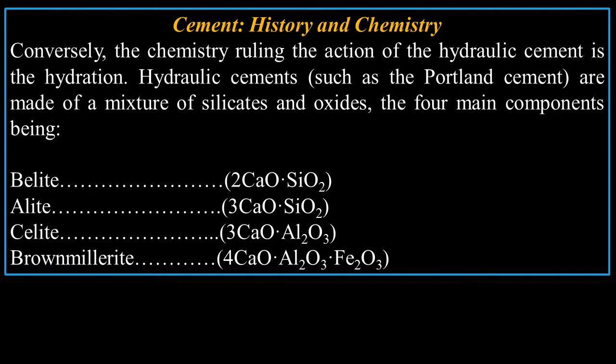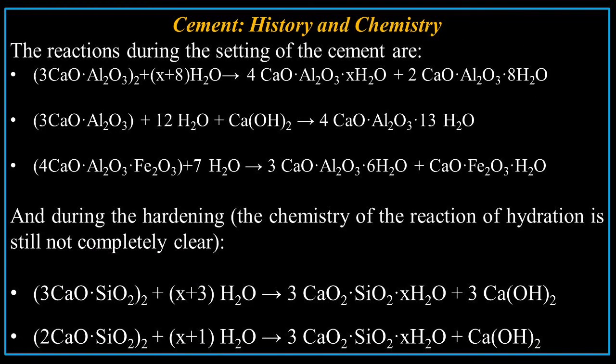Conversely, the chemistry ruling the action of hydraulic cement is hydration. Hydraulic cements, such as Portland cement, are made of a mixture of silicates and oxides, the four main components being belite, which is 2 calcium oxide, silicon oxide, and then alite, celite, and brownmillerite. Very complicated looking formulas. Then the reactions during the setting of the cement are all of those as follows, and you can see how they're all hydrating. The anhydrous form is being hydrated in each one of those reactions.